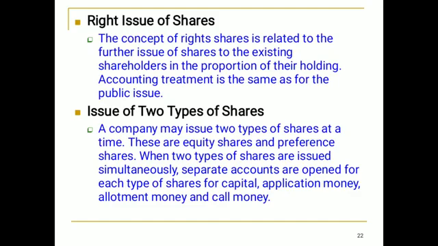When two types of shares are issued simultaneously, separate accounts are opened for each type of shares for capital, application money, allotment money, and call money. Obviously, if the company issues two types of shares, then separate accounts are to be made for application, allotment, and for each type of share capital. If it is preference share, the account is going to be separate. If it is equity share, the account is going to be separate again.